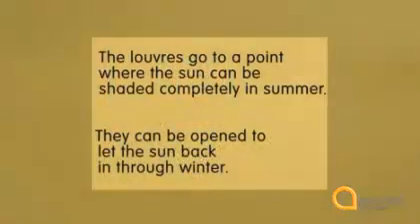He's talking about the louvers. He joins together 2 sentences. The louvers go to a point where the sun can be shaded completely in summer. They can be opened to let the sun back in through winter. He joins these sentences together using but. Notice we use a comma as well. The louvers go to a point where the sun can be shaded completely in summer, comma, but they can be opened to let the sun back in through winter.